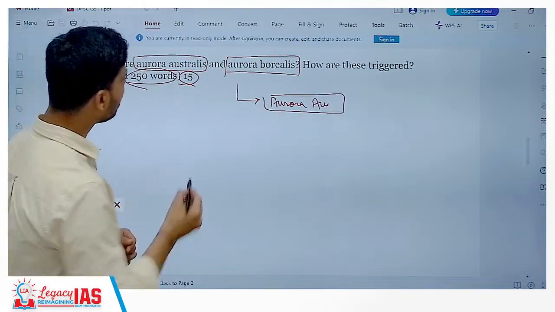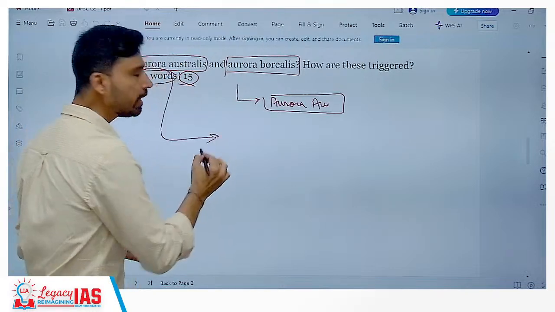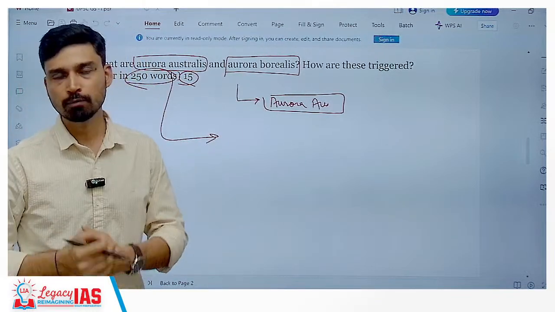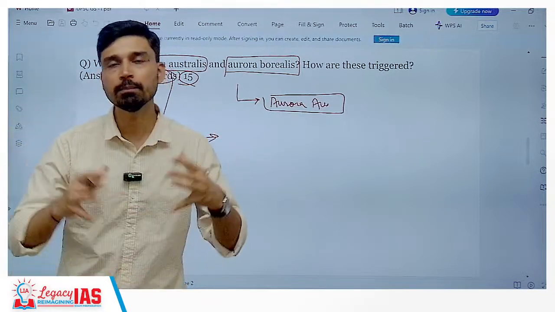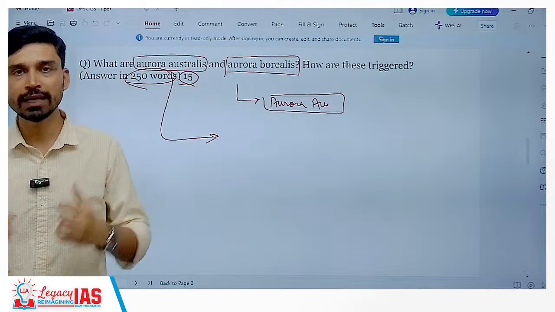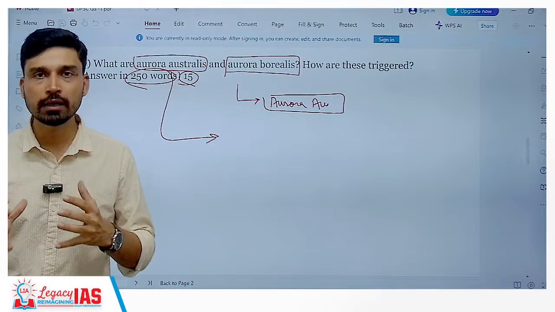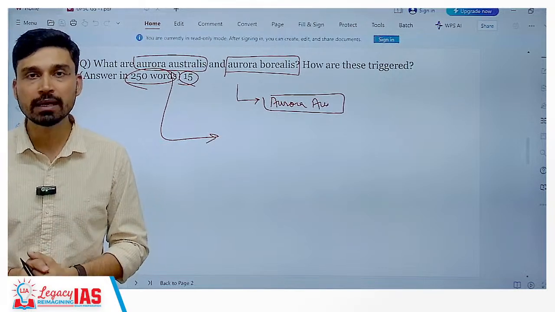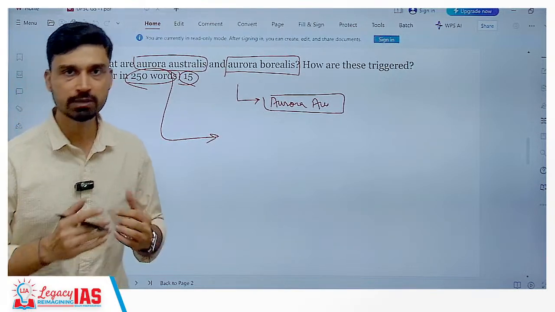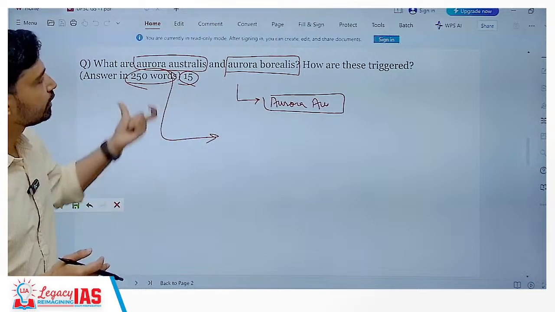Then in the second part, you could have started with explaining what we understand by the term aurora, and there you can simply explain that these are the bright flashes of light that you see moving in a curtain-like shape in the sky, which are largely seen in the pink and green spectrum of visible light. So that is how we can explain and define it.